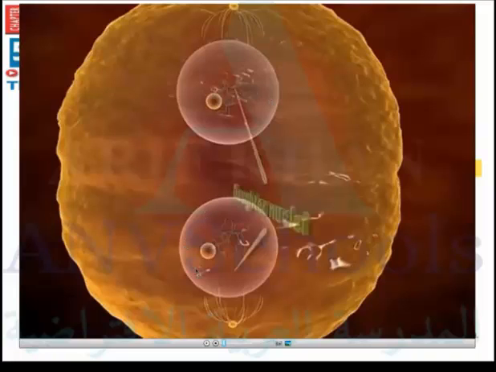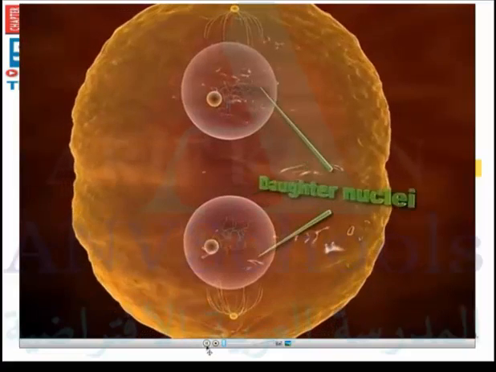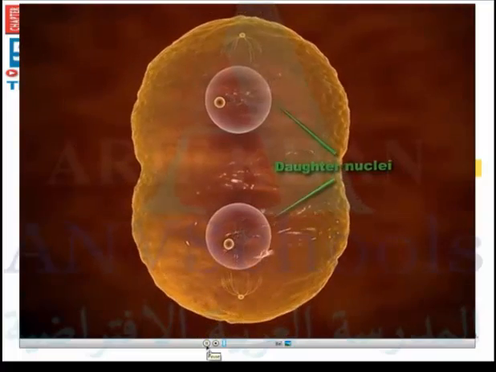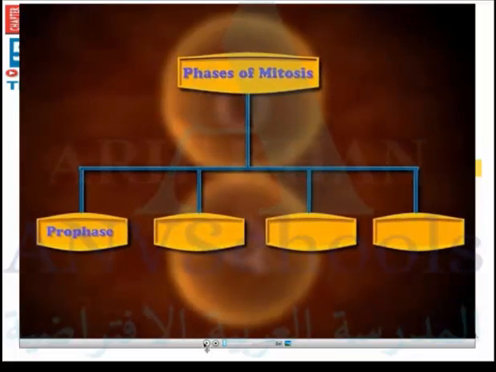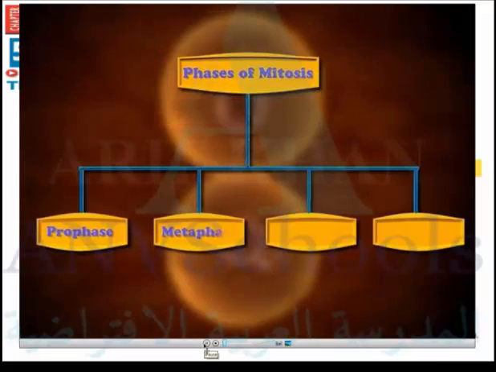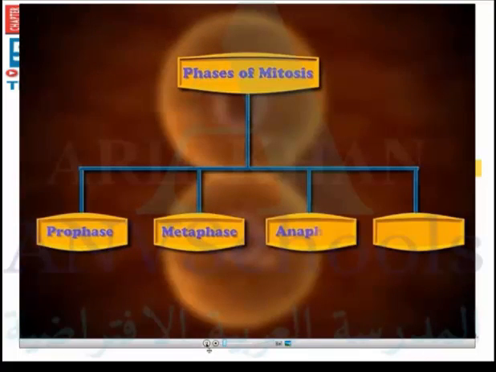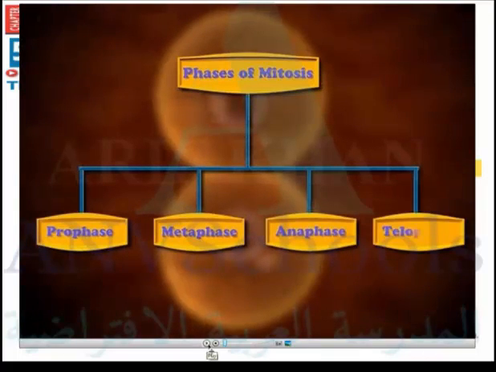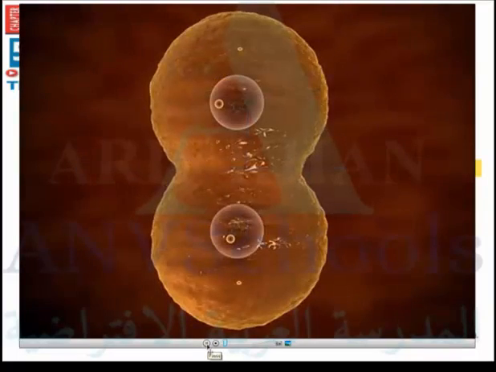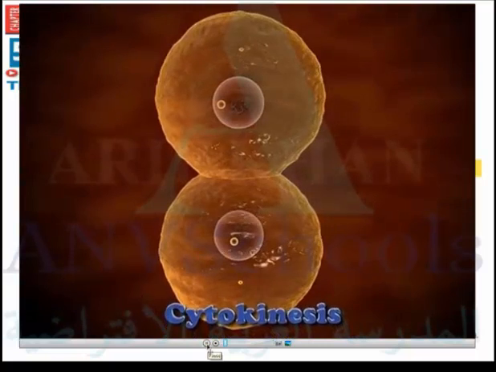The first thing to be identical will be the DNA. So the DNA will be duplicated and will produce new cells. After duplication of DNA, we now have two daughter nuclei. Mitosis has four stages or four phases. The first one is prophase, the second one is metaphase, the third one is anaphase, and the fourth one is telophase. So these are the four stages that mitosis goes through.